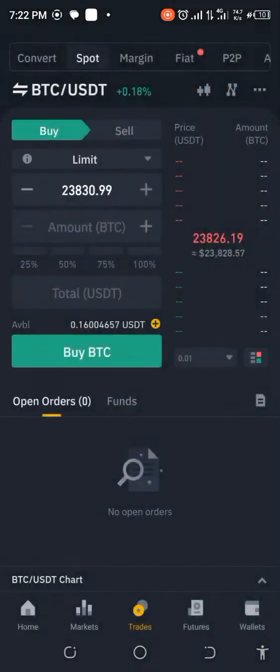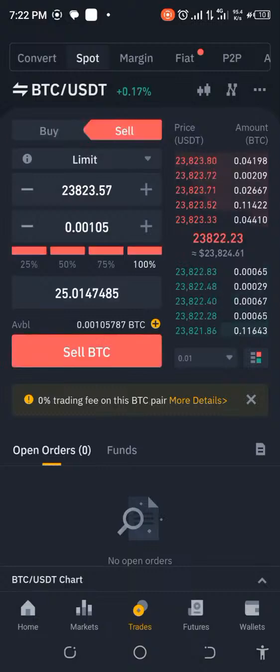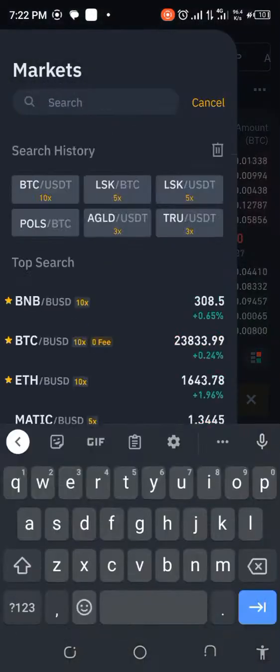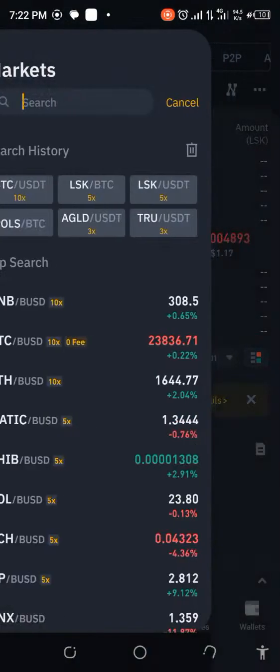Just for you to cross-check on that, if I were to sell this, you can see we have 25.01 USDT here. If I was to sell this, so this is like $25 worth of BTC. So let's go quickly and do this transfer. Oh yeah, we're actually going to LSK BTC.